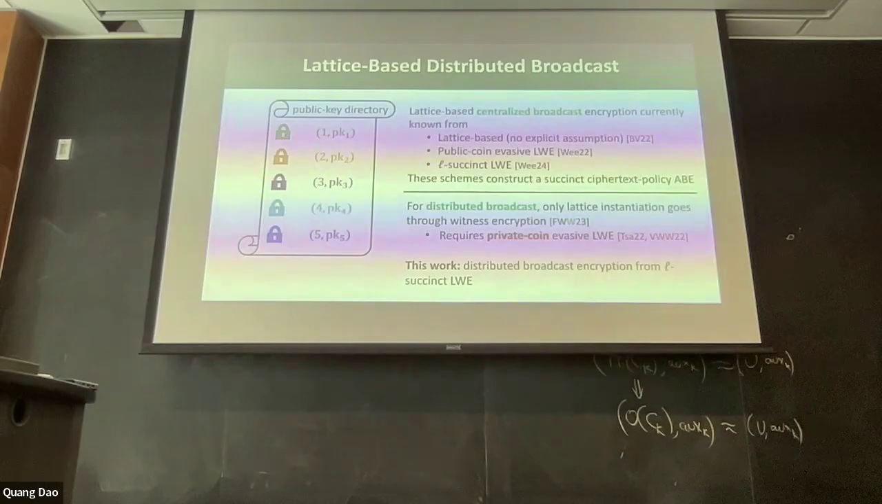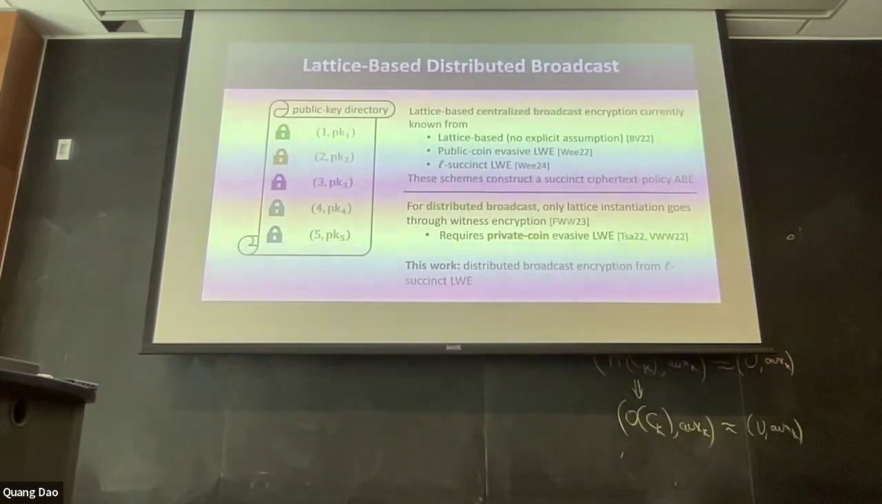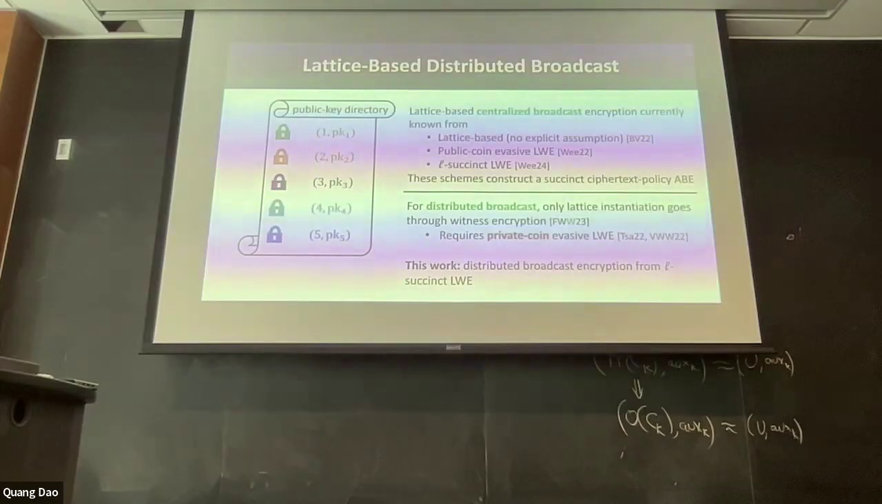So in this work, we show how to build a distributed broadcast encryption from the succinct LWE assumption. What's the efficiency requirement to get that? Same as the centralized one. Yeah. So the size of the ciphertext should be sublinear, and in this case, we will require polylogarithmic in the size of the broadcast. Yep. Okay.